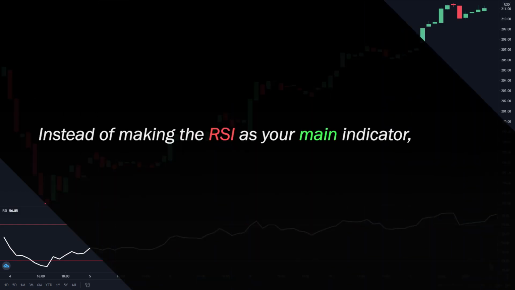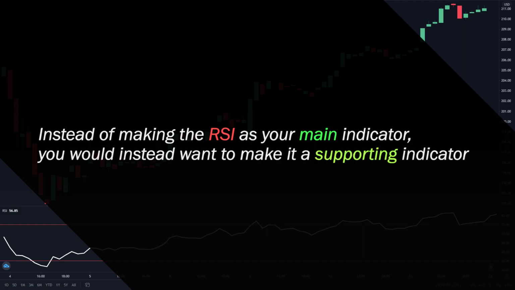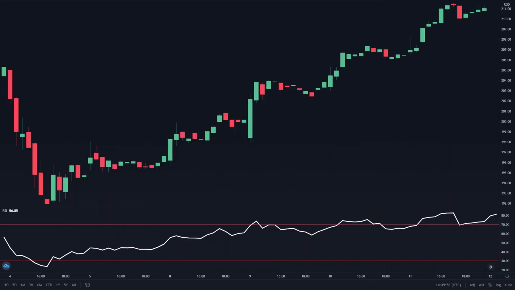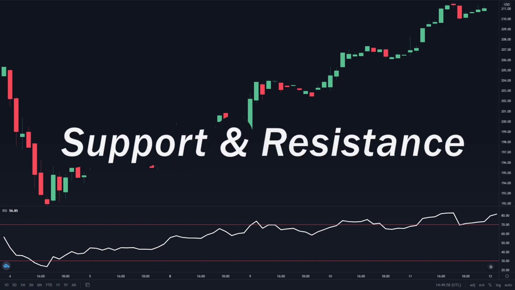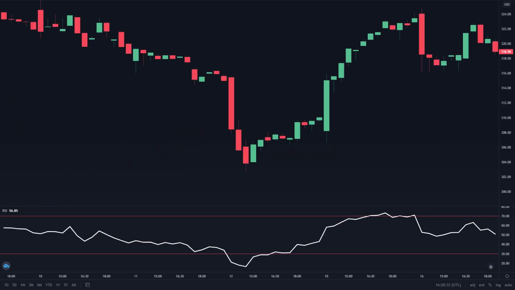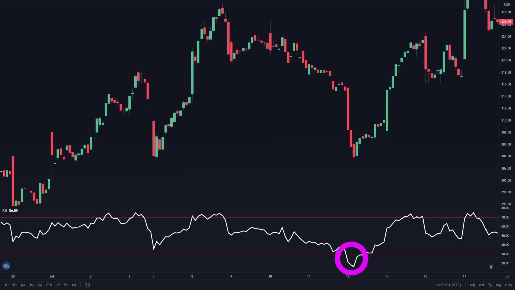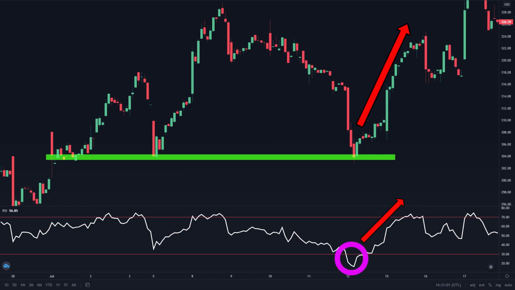So, instead of making the RSI your main indicator, you would instead want to make it a supporting indicator. You want the RSI to further confirm your analysis. And my favorite type of analysis when combining with the RSI indicator is just simple support resistance and trend lines. For example, an RSI that signals oversold levels alone can lead to false signals. But if the RSI is at the oversold levels while being at a major support line, it's a much more accurate signal. So let's jump into a chart.